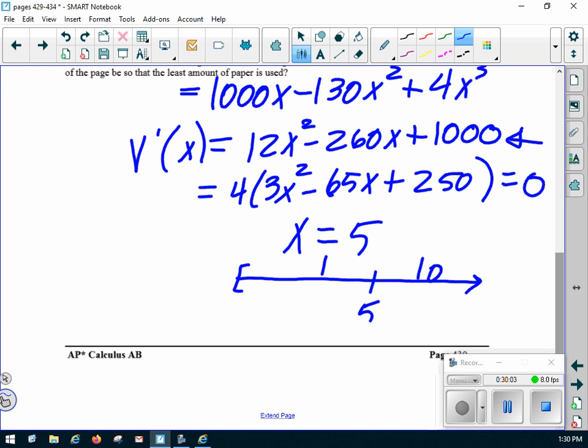If x is 1, that's positive. If x is 10, that's negative. So maximum. Yep. There was one other zero, 16 and something. Is that correct?